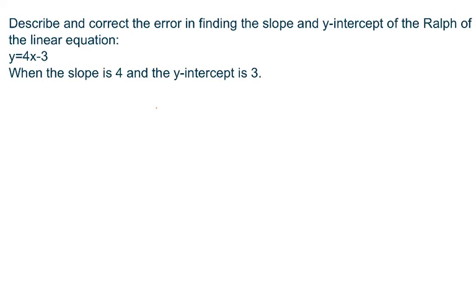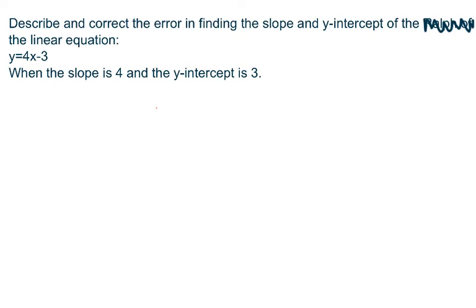Okay. Let's take a look at a word problem. This one says, describe and correct the error in finding the slope and y-intercept of the line. So y equals 4x minus 3. It says the slope is 4 and the y-intercept is 3. Can you figure out what the error is here?